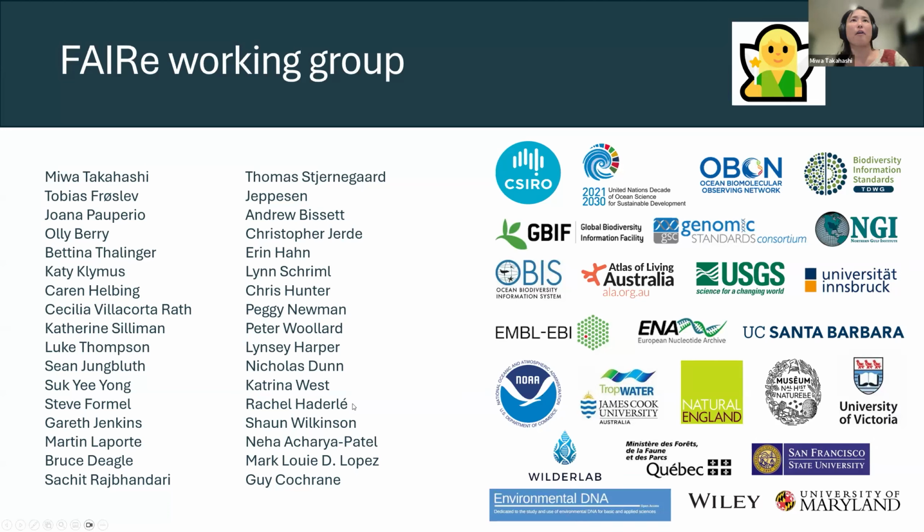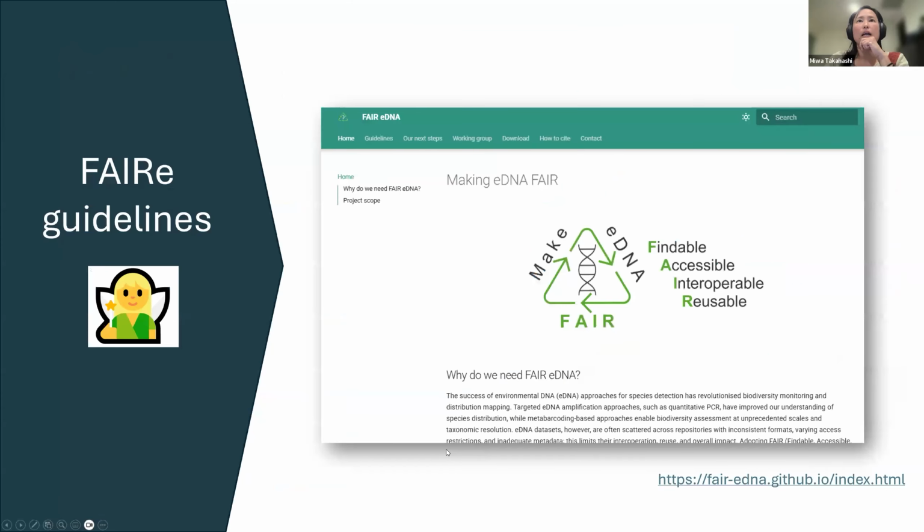So we have a FAIRY working group, which is quite big now. We have 32 members from different parts of the world, which is really interesting and exciting. Many of us are eDNA researchers, but we also have database managers and data scientists from GBIF, OBIS, ALA, and then the Tadwick community, GSC. So this is the working group, and then we developed a FAIRY guideline.